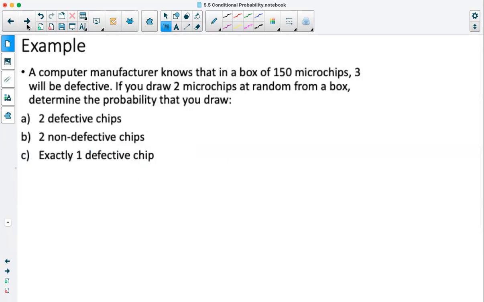Next example: a computer manufacturer knows that in a box of 150 microchips, 3 of them will be defective. If you draw 2 microchips at random from a box, determine the probability that you draw A, 2 defective chips, B, 2 non-defective chips, C, exactly 1 defective chip.